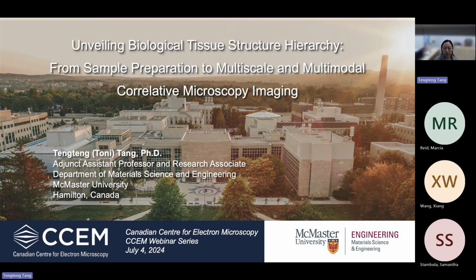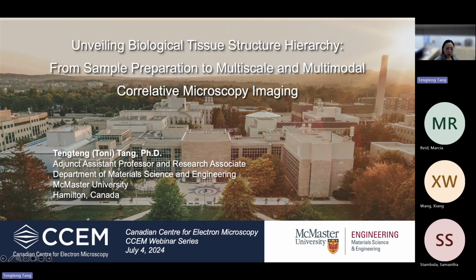especially for the past year or so, given the expansion and the new instruments and equipment coming into the CCEM, especially for the cryo-related equipment, I think there is a huge potential down the road and in the future, particularly for proper sample preparation for biological tissues and how we can utilize those new equipment for electron microscopy imaging.